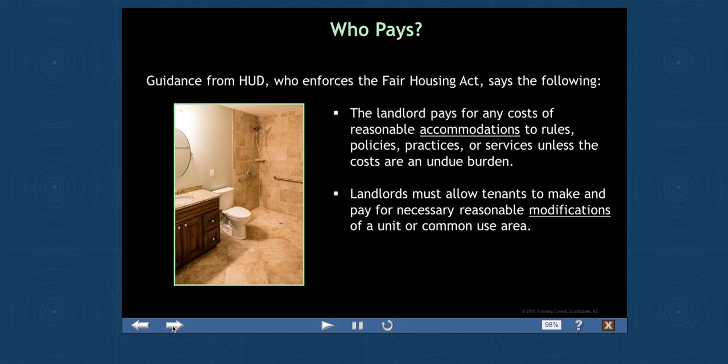So who pays? Guidance from HUD, who enforces the Fair Housing Act, says the following. The landlord pays for any costs of reasonable accommodations to rules, policies, practices, or services unless the costs are an undue burden. Landlords must allow tenants to make and pay for necessary reasonable modifications of a unit or common use area.